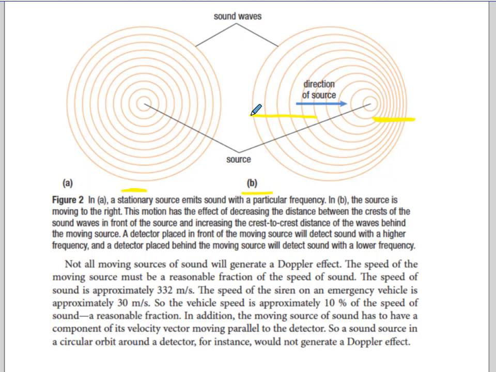Now, not everything produces this. If you walk past someone while you're talking, you won't experience a Doppler effect. You have to be moving quick enough to make this happen. Now, if you were running at your full speed past someone and you were screaming, they might be able to hear enough of a Doppler effect that they can say, hey, I heard it.